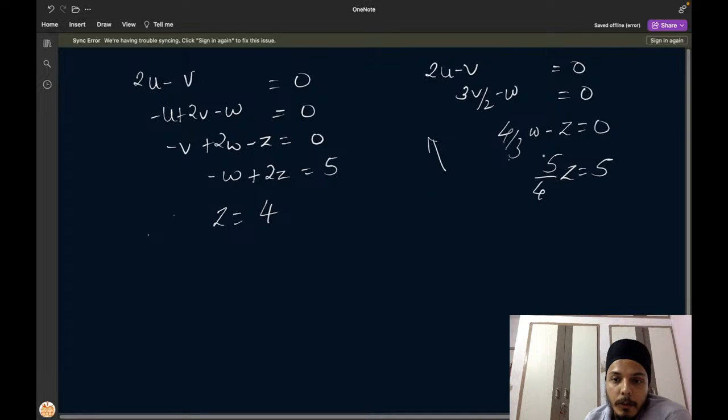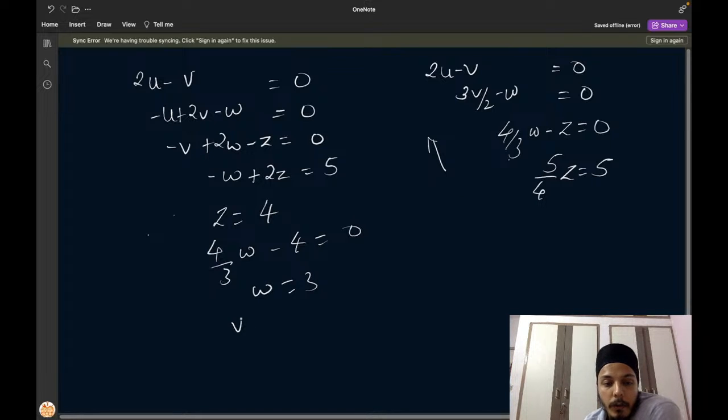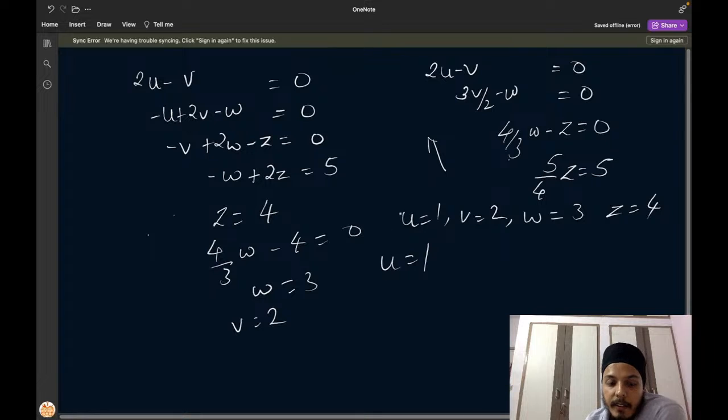As soon as you put z equals to 4 in equation 3, it is 4 by 3w minus 4 equals to 0. So w is 3. Similarly, you do it for equation 2, you get v equals to 2. Now you do it for equation 1, you get u equals to 1. So our answer is u equals to 1, v equals to 2, w equals to 3 and z equals to 4. So this is our final answer.